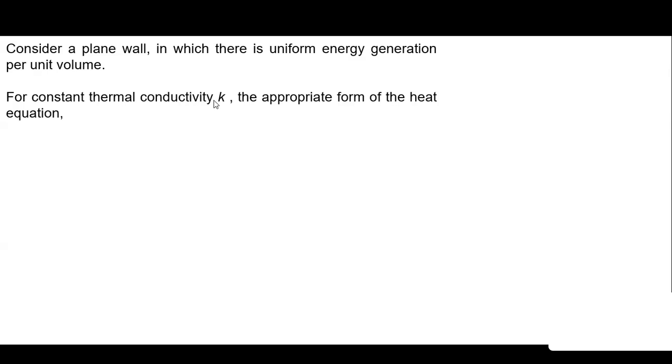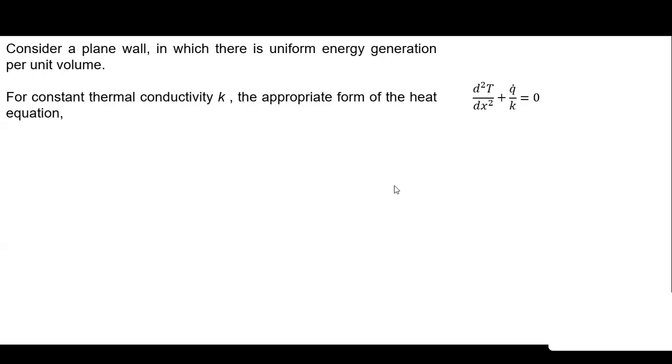Now let us apply the heat generation principles to different types of coordinate systems: plane wall, cylindrical system and spherical system. So consider first a plane wall in which there is uniform energy generation per unit volume. For constant thermal conductivity K, the appropriate form of energy equation, I am once again reminding you, is one dimensional steady state conduction with internal heat generation. So if you reduce the generalized conduction equation in Cartesian coordinate system for one dimensional steady state conduction with internal heat generation, you will get this.